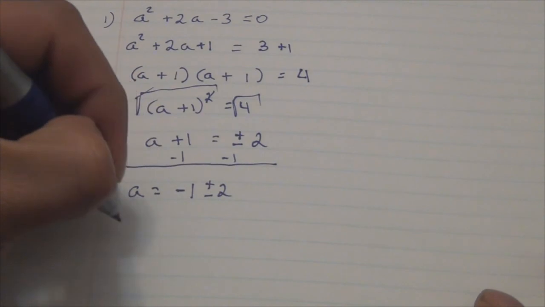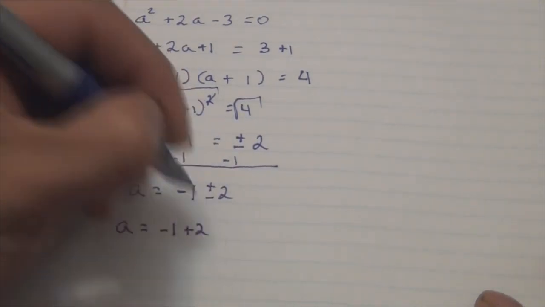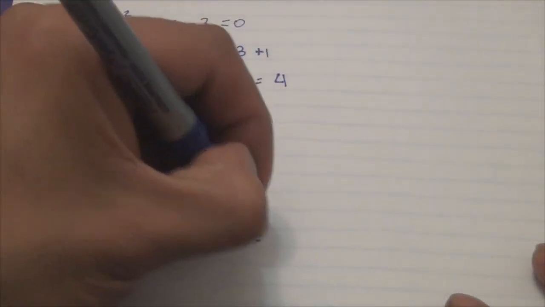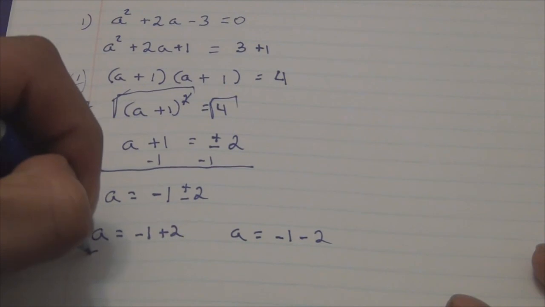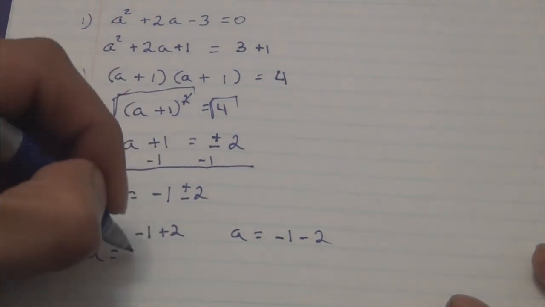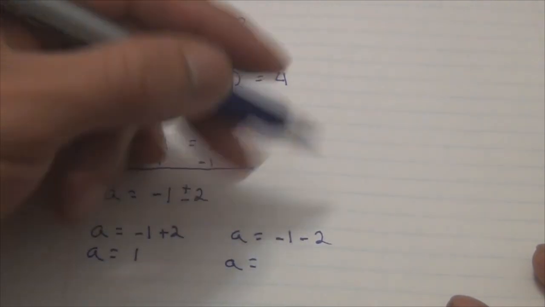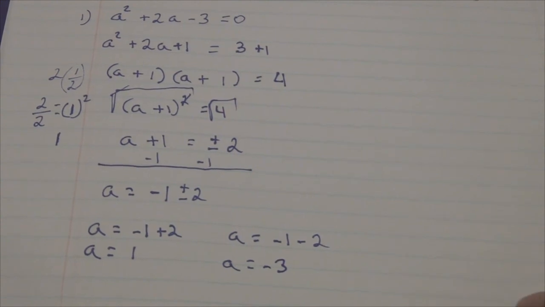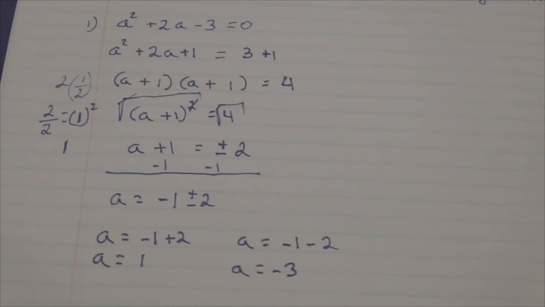Last but not least, we have two solutions. A equals negative 1 plus 2, and we also have a equals negative 1 minus 2. Negative 1 plus 2 is 1. Negative 1 minus 2 is negative 3. And we found our solutions. So this is how you solve quadratic equations by completing the square.